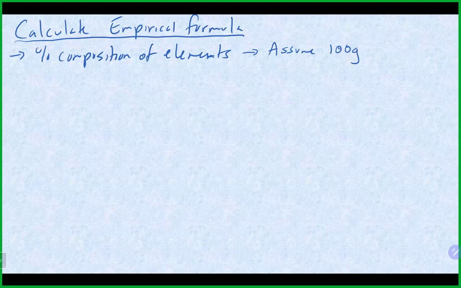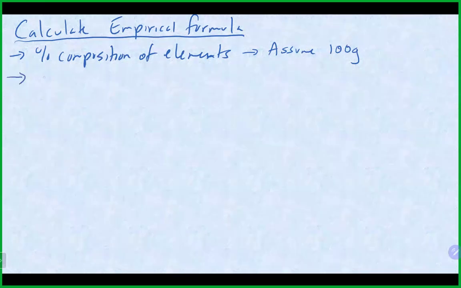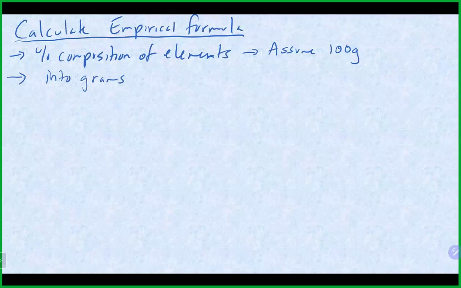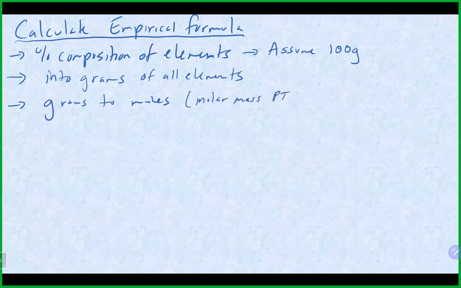Now, whatever you're given, basically, you need to get those things into grams. And again, that's most commonly what we just talked about. Once you have them in grams for all the elements that are present, the next thing you're going to do is convert grams to moles. The way we convert grams to moles is the molar mass from the periodic table, which is our conversion factor. So now you're going to have all the moles of each element.